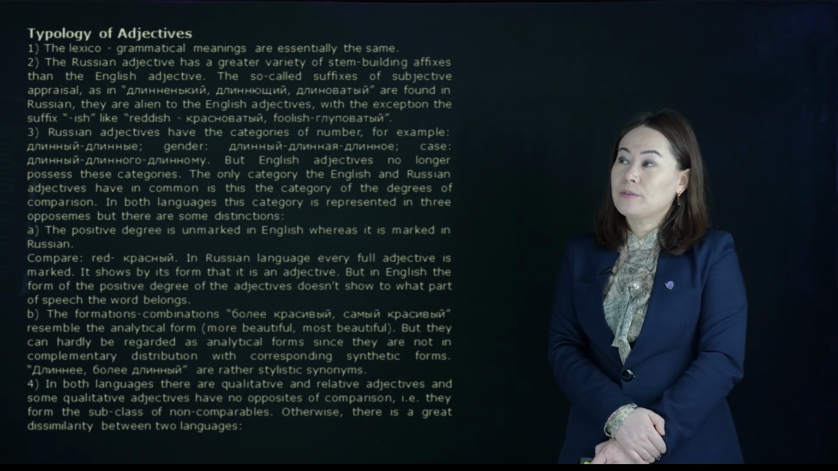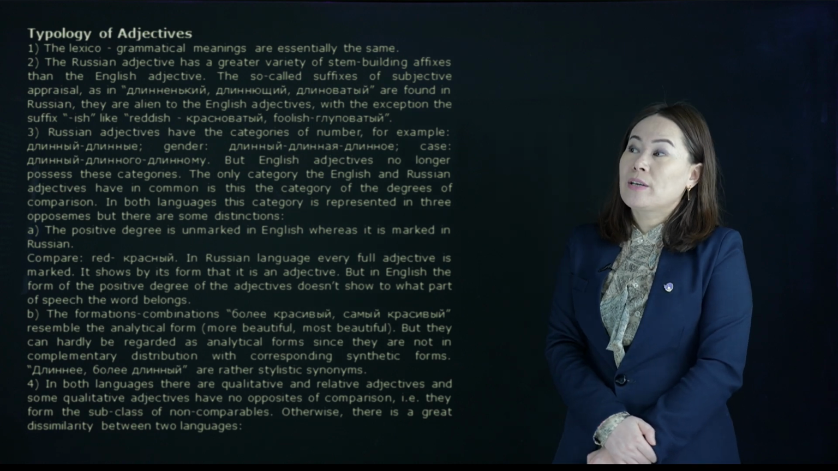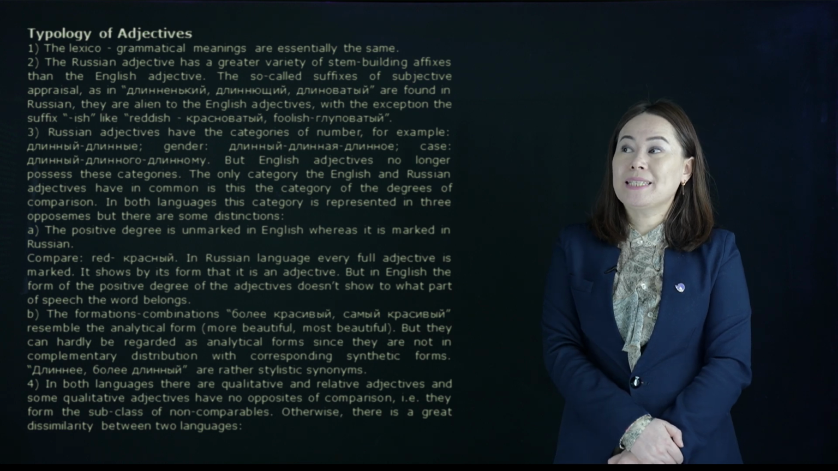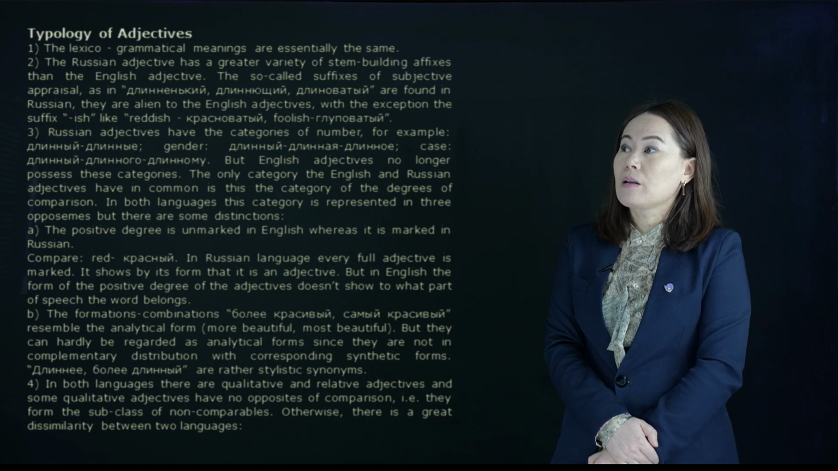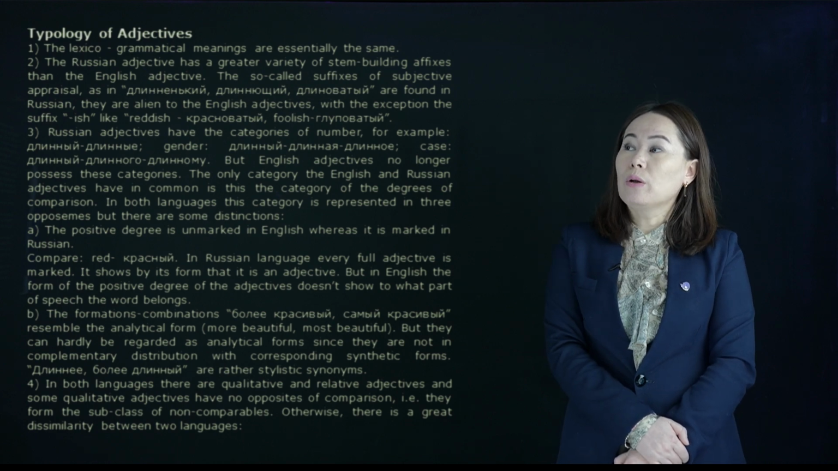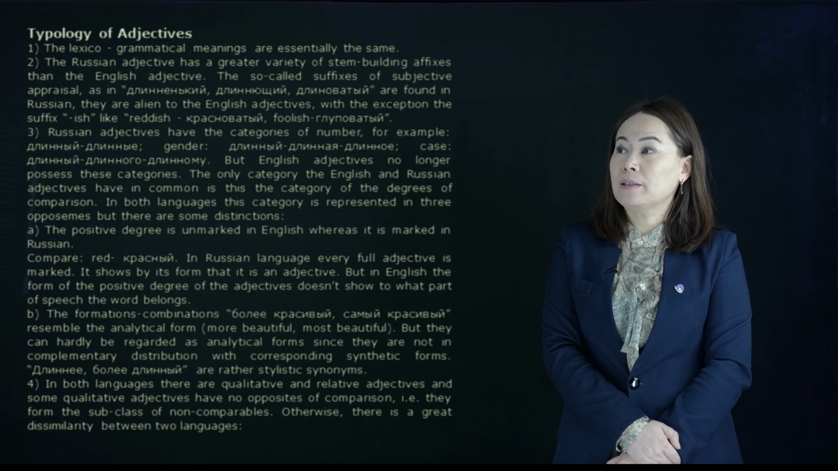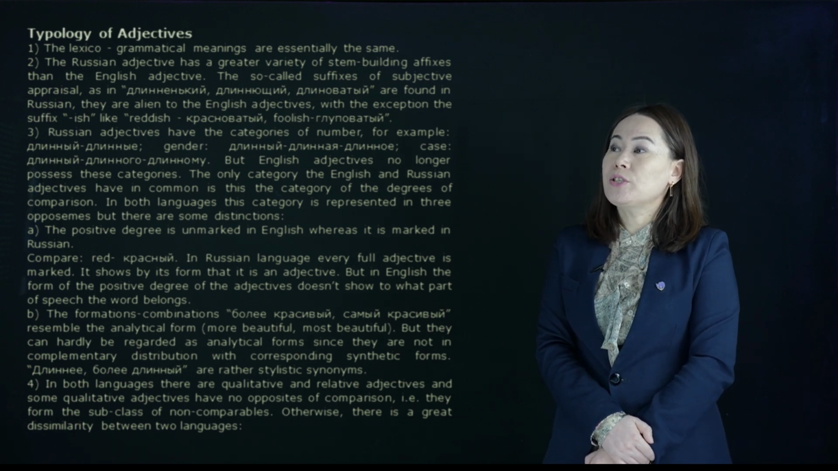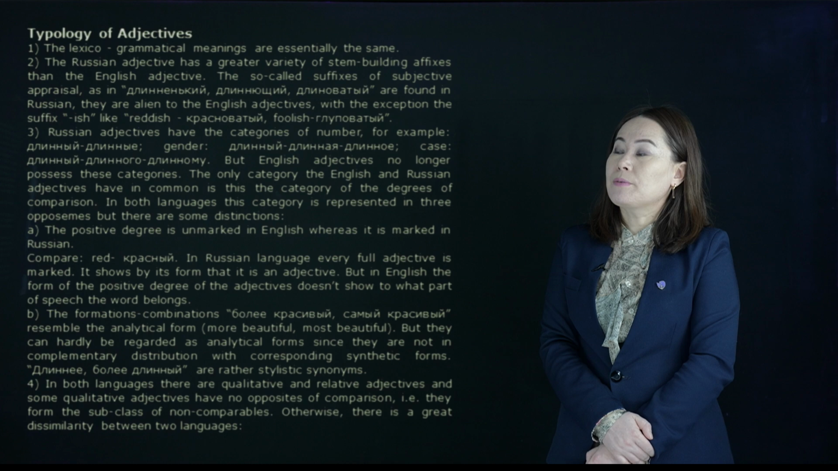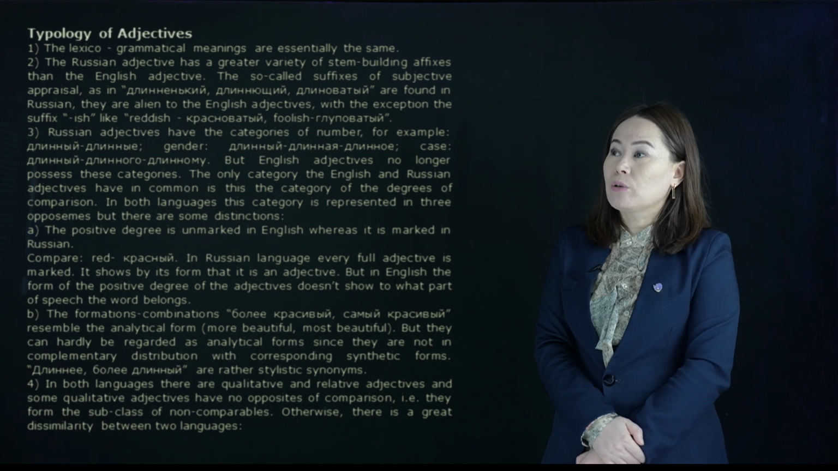Typology of adjectives. The lexicogrammatical meaning is essentially the same. The Russian adjectives have a greater variety of stem-building affixes than the English adjectives. The so-called suffixes of subjective appraisal, as in длинненький, длиннющий, and длинноватый, are found in Russian. They are alien to the English adjectives, with the exception of the suffix -ish, like reddish, красноватый, foolish, глуповатый.